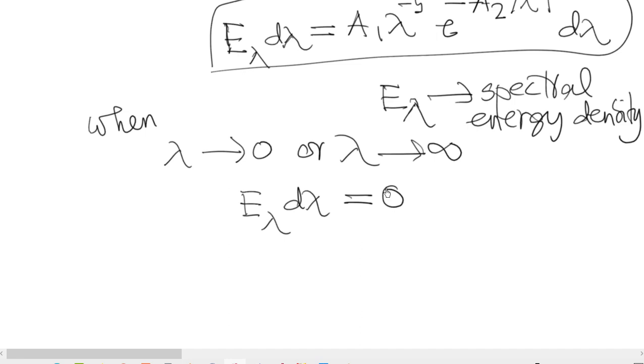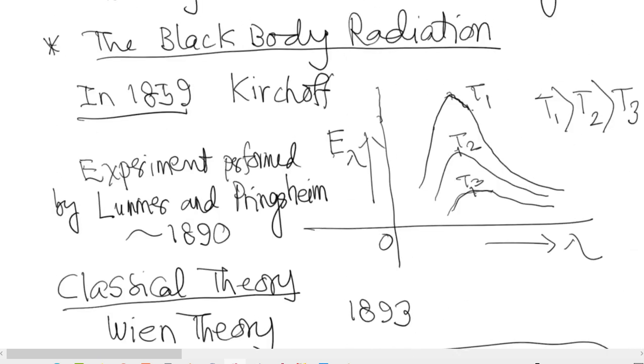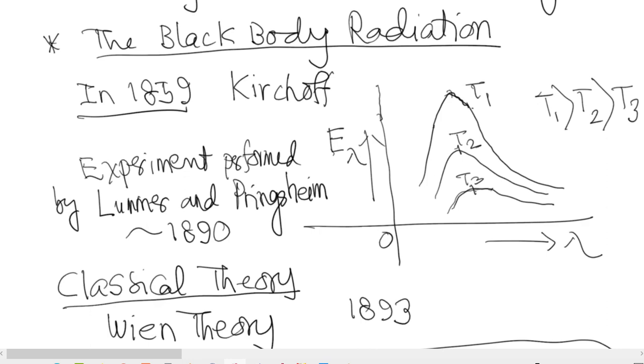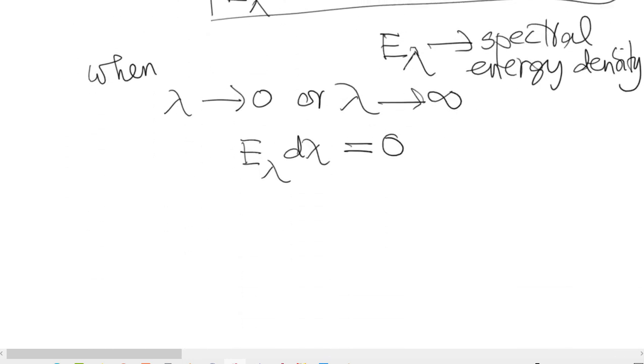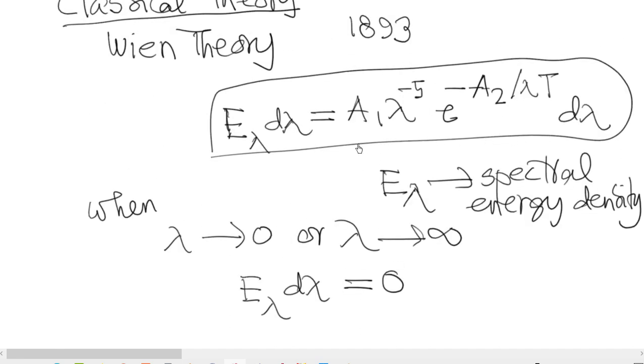This is against the actual behavior of a black body radiator. This equation is found to be satisfactory in the lower range of wavelengths only at high temperatures, but fails completely while explaining the experimental curve at higher wavelengths as shown in the figure. And this equation is known as Wien's law.